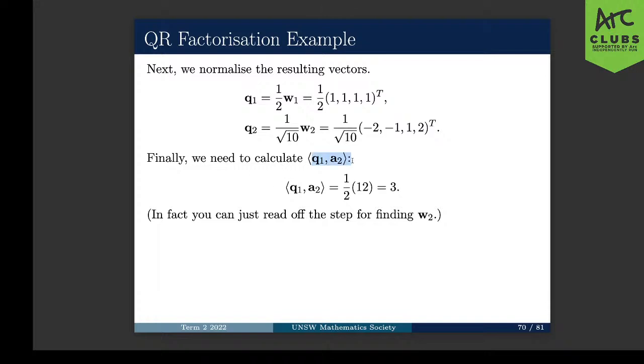So yeah, we just calculate this. We know what Q1 is. We know what A2 is. A2 is just the second column of B. And that just gives us, well, it should be a quarter here. Oops. That gives us 3.